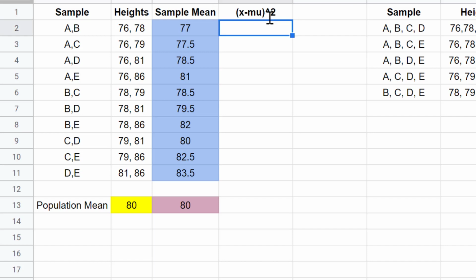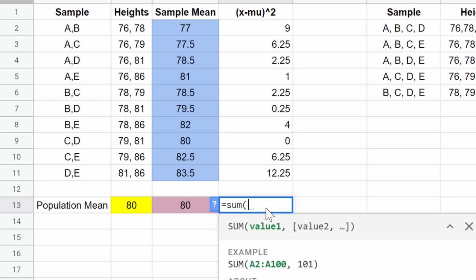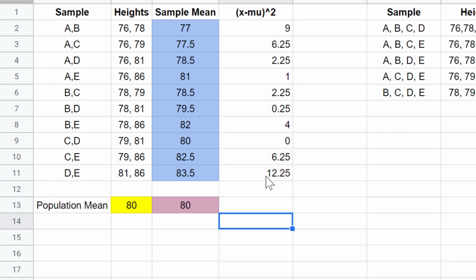So what we're doing is it's going to be equals this value, and I should put that in parentheses, this value minus our mean, which is 80, quantity squared. And you can see we get 9. We can drag this down, and it does the computation for each one of these. So it takes each one of the sample means, subtracts 80 from it, and then squares it. And the next thing we need to do is get the sum of those values. We get 43.5.